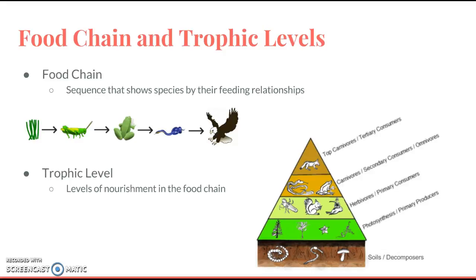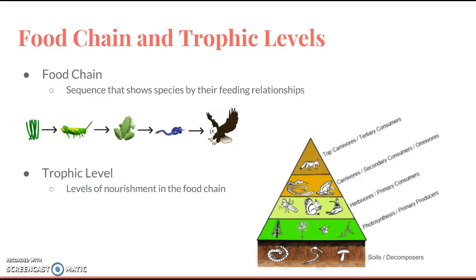And again, like I was saying before, once this fox, we'll say at the top it's a fox, dies, it's going to go back down to the bottom where the decomposers will decompose the organic material, which will be used by the plants to grow some more. So again, it's a complete cycle over and over again.